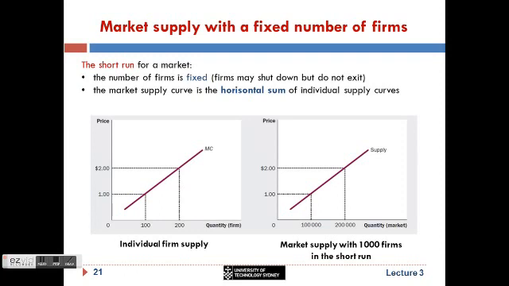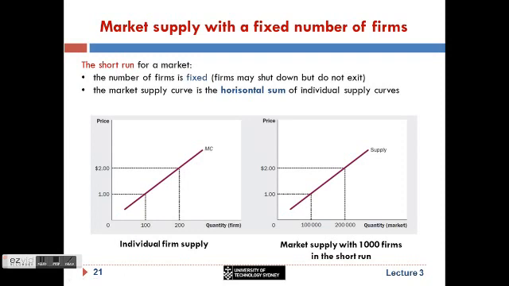In this case the number of firms is fixed, so that's the idea of this short run. In particular, the existing firms can shut down, but they will never exit, because that's a short run. No new firms enter. How then would the market supply curve look? Here is an example. The left picture shows individual firm supply. So this firm offers at price 1 100 units, and at price 2 its quantity is 200, because that's its marginal cost curve.